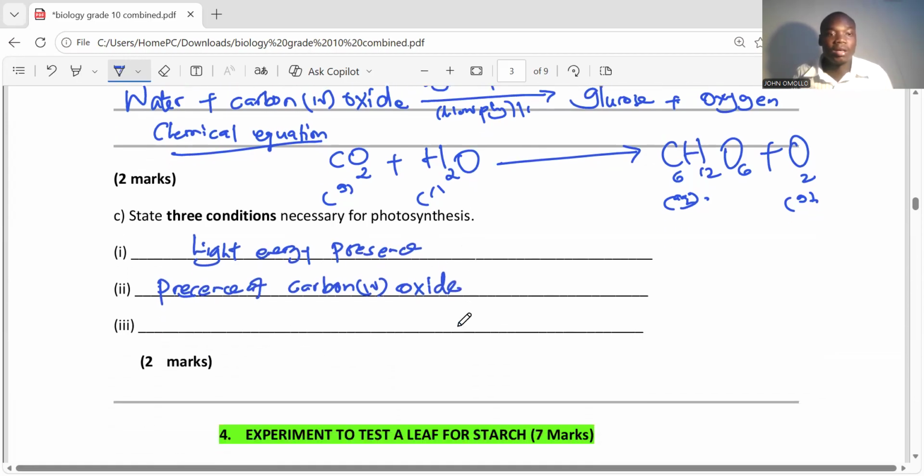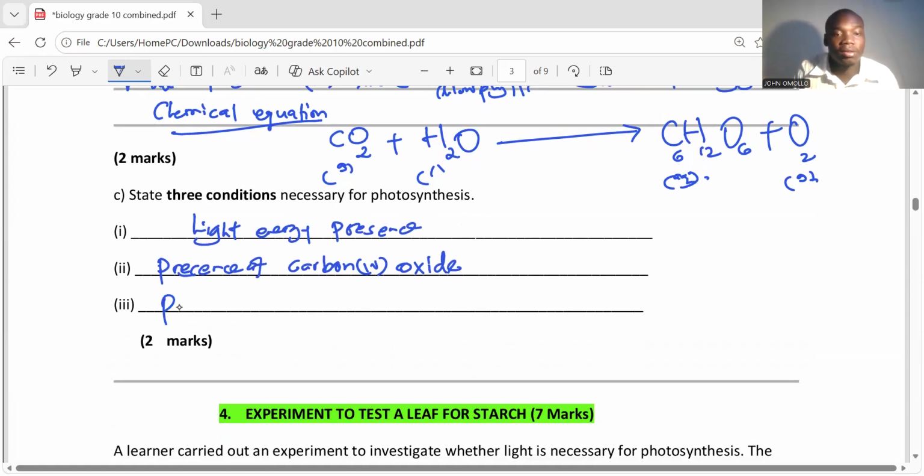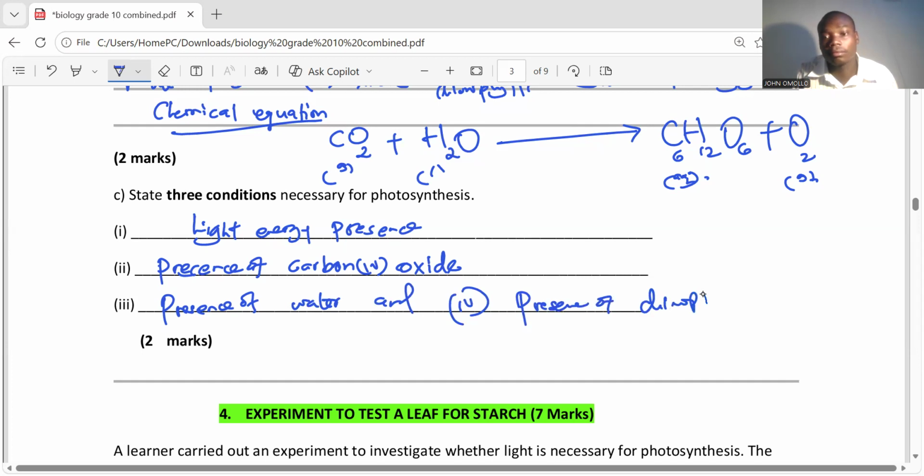There must be presence of water. And the fourth one is presence of chlorophyll. Those are some few insights.